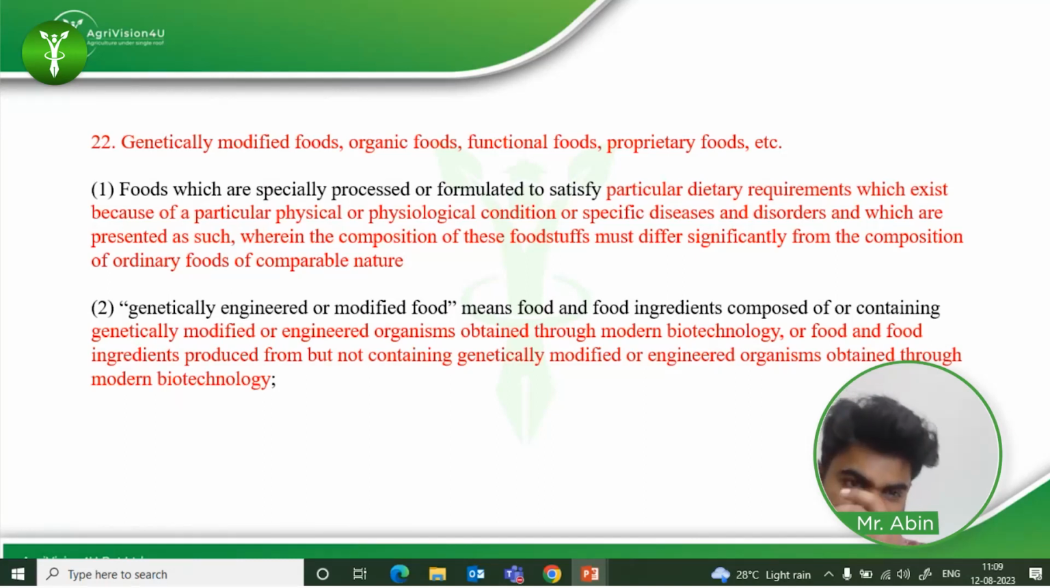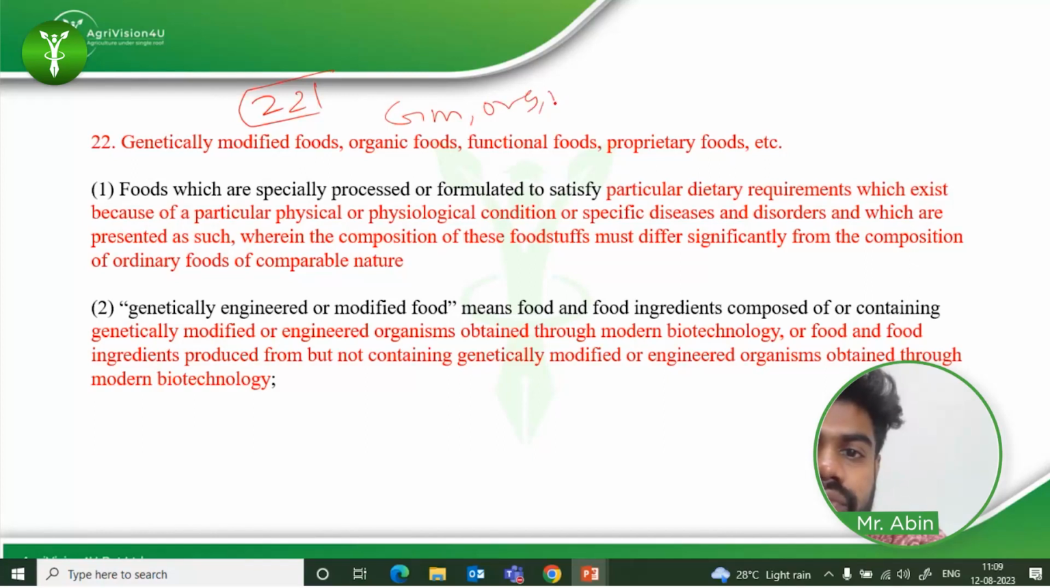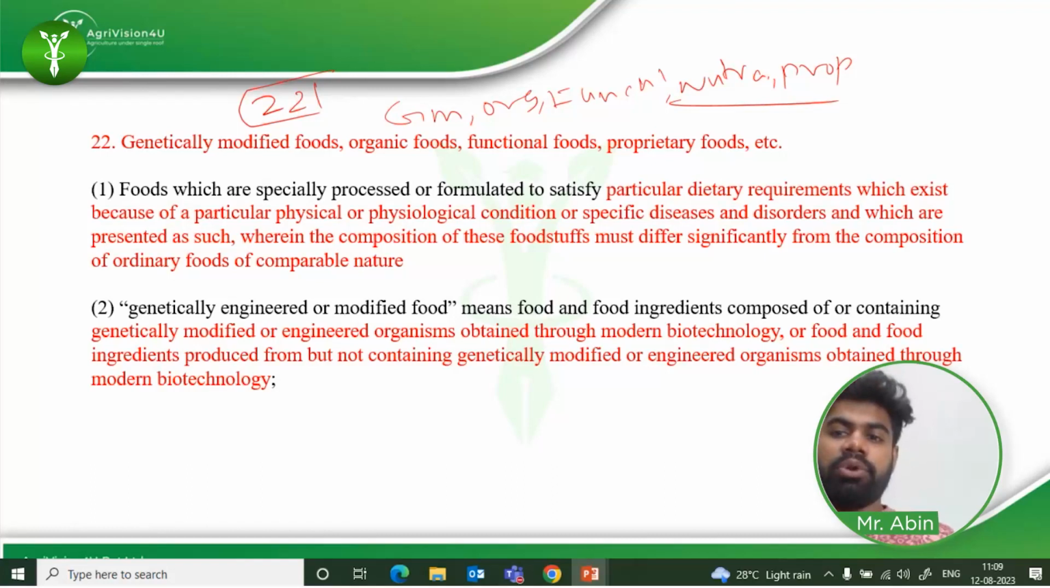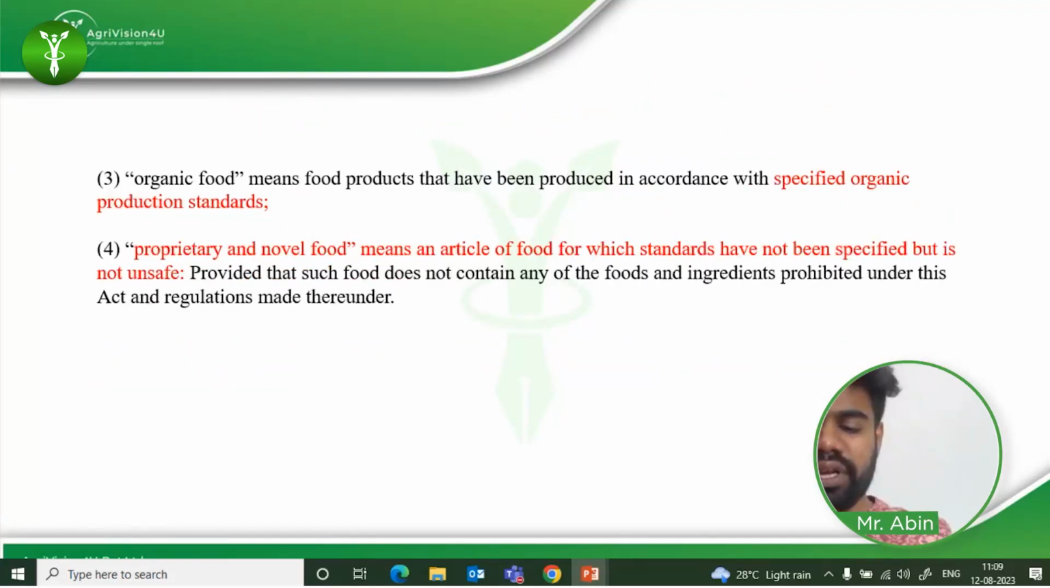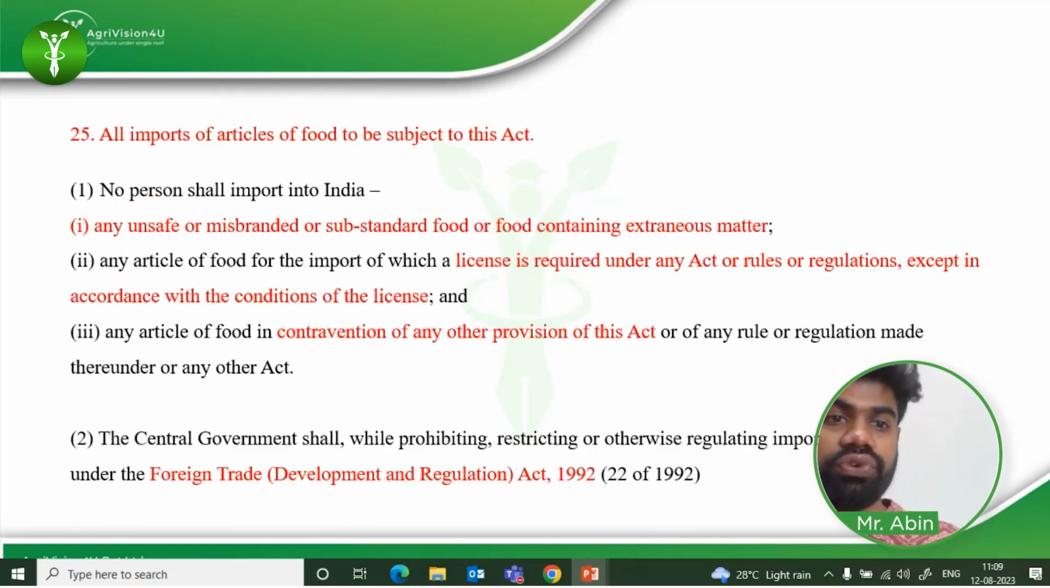Now we will be seeing, after this, a very important section, section 22, covering some strategic issues we have already mentioned: GM foods, organic foods, functional foods, then the nutraceutical category, proprietary food. All these are defined under section 22. I'm not going into detail on this, but all these come under it. Just remember this because we will be seeing it in further classes also. The definitions of organic foods, proprietary foods, and novel foods all come under section 22.